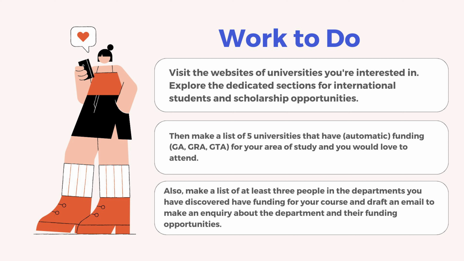Of course, there is a caveat. You need to be able to identify if your department is offering that kind of funding. All right, your second work to do is to make a list of 5 universities now that have automatic funding, which would be GA, GRA, or GTA for your area of study. Of course, it would have to be universities that you would love to attend.